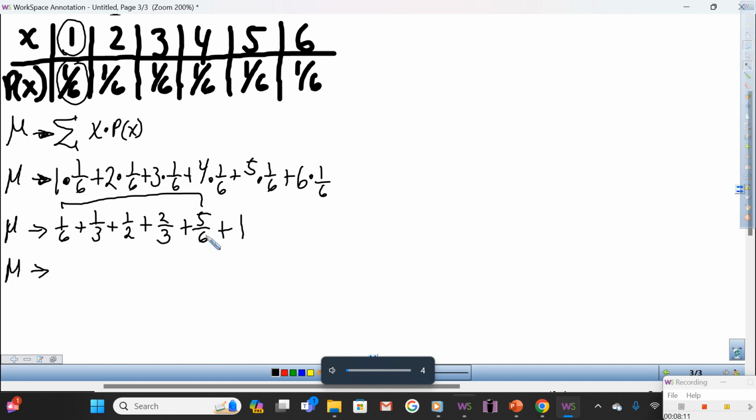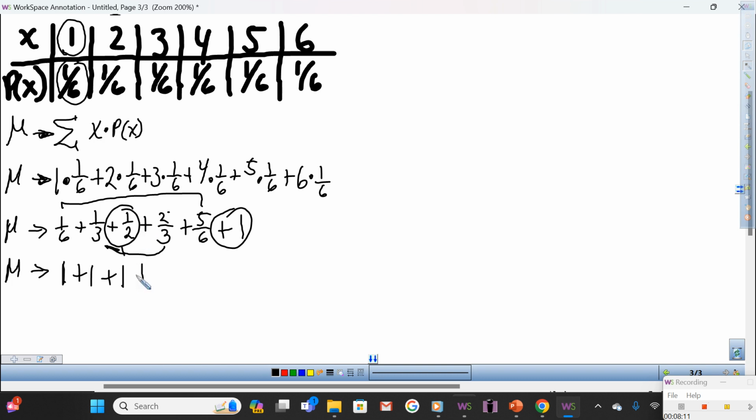6 over 6, which is 1, right? So I'm going to write that 1 here. I'm going to bring this 1 also down, plus 1. Now let's combine the thirds. We got 2/3 plus 1/3. That's 3/3, so that's what? 1. And you bring down the 1/2. So all this is 3.5.